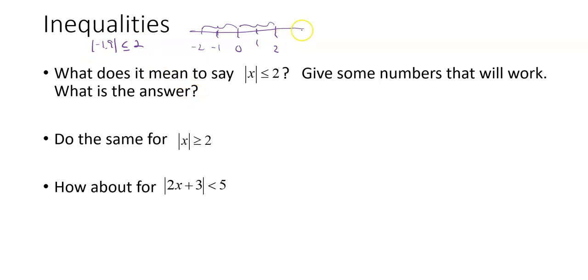So the values that will work are values between negative 2 and 2. Those are the values for which the absolute value of x is less than 2. Put another way, I could write it like this. Negative 2 is less than or equal to x is less than or equal to 2.